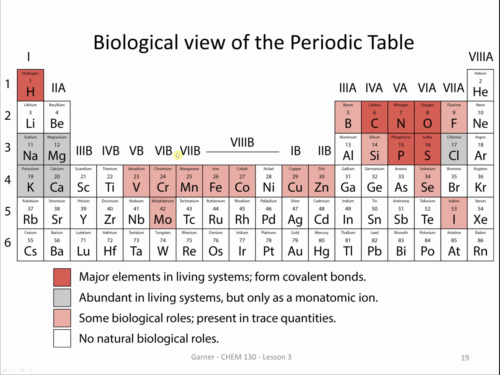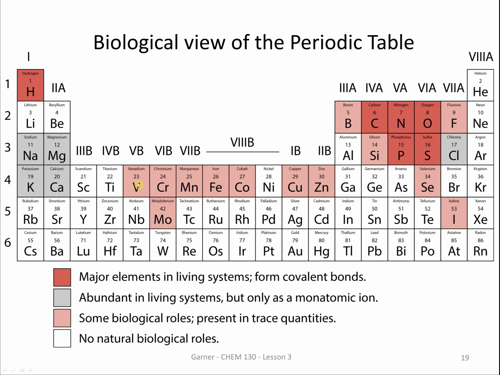The elements that are shown in dark red, such as hydrogen, carbon, nitrogen, oxygen, phosphorus, and sulfur, are highly abundant in living systems. They make up the bulk of the mass of most living organisms. So they're the atoms that form covalent bonds, or the atoms that form the bonds that make up living systems. The elements that are shaded here in this light gray color are also found pretty commonly in living systems, but they only exist as monatomic ions typically. They're not usually involved in making bonds, but they're still present.